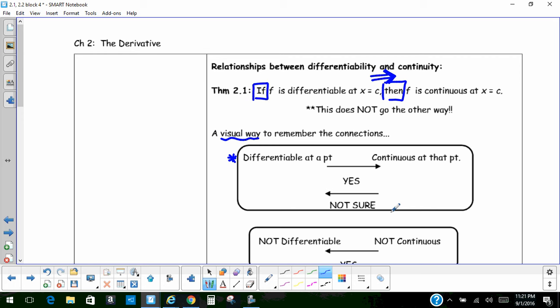Can you think of a function that is continuous but is not differentiable? So continuous somewhere, but at that same spot, not differentiable. You can pause and look back through notes and think of something. Hopefully you can come up with examples, your absolute value sharp corner, and then also your cusp sharp corner. Those are continuous. They have a value right here and right here, but they are not differentiable. So it is not always true that you can go backwards.